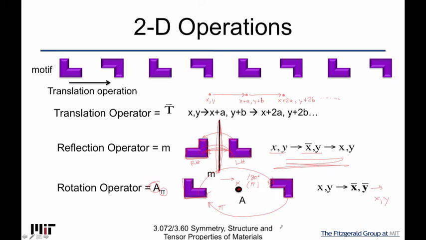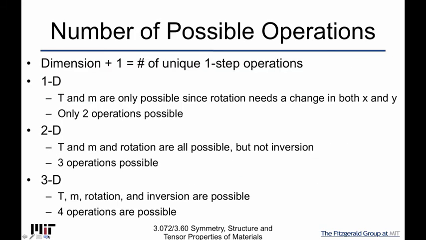So those are the basic operators, actually. We have translation, reflection, and rotation. Those are things you can do in 2D. There'll be one other that shows up later, but those are the ones that are obvious.